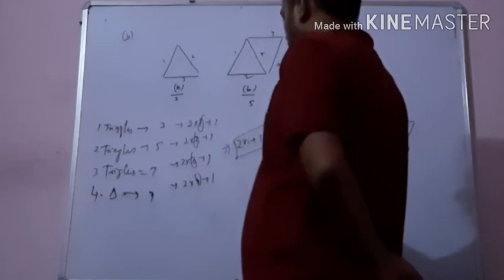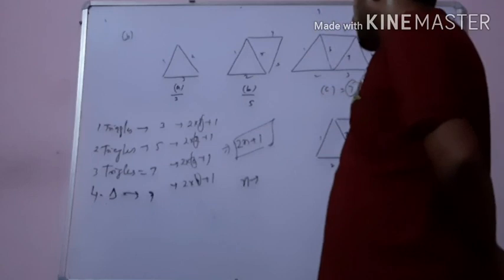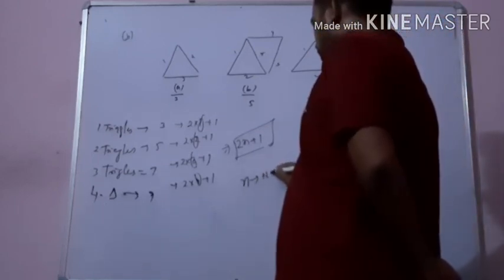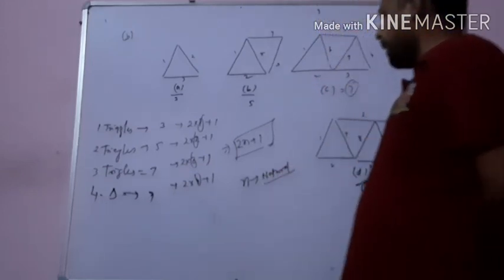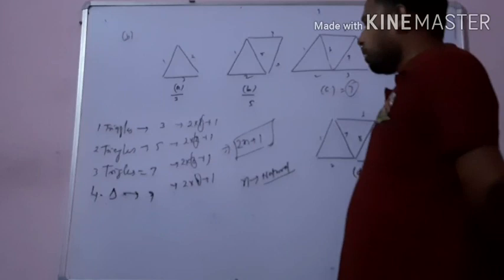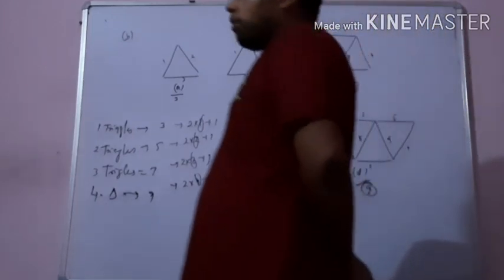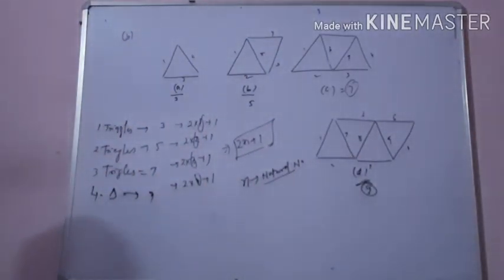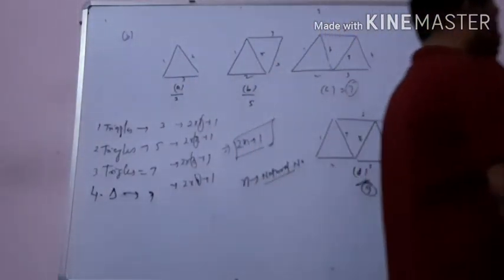But we also have to define what n will be. n will be the value of a natural number. Here n cannot be 0, and the least value of n will be 1. So we have completed question number 11.